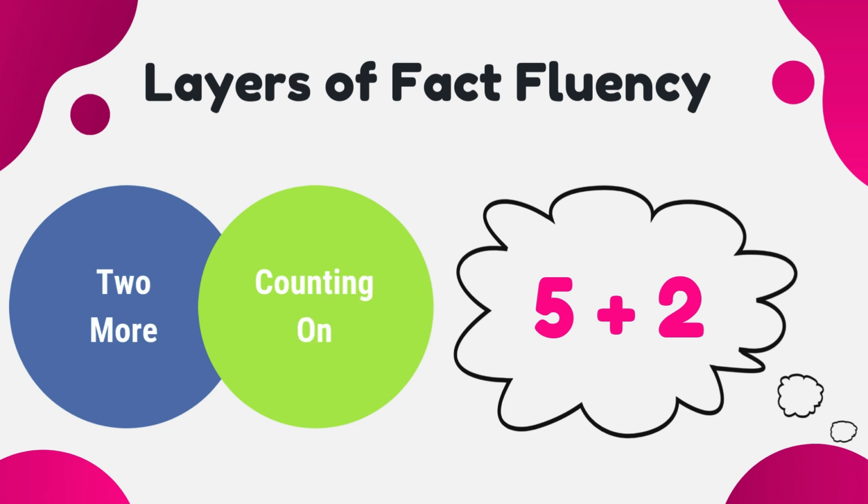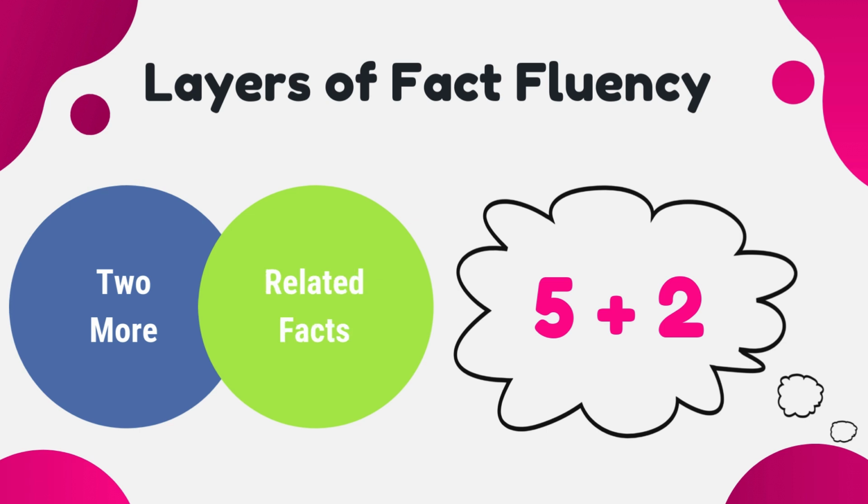Now, you have students who are starting to feel a little bit more confident. They're really successful with that. So now you're going to stay in that same fact relationship. You're still going to be working on 2 more. And now we're going to say, let's think about counting on. Can I start at 5 and count on 2 more?